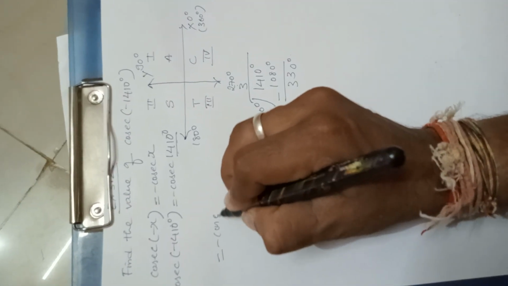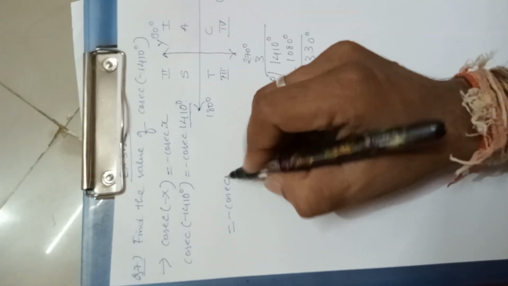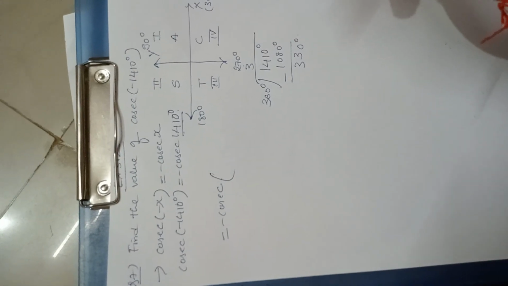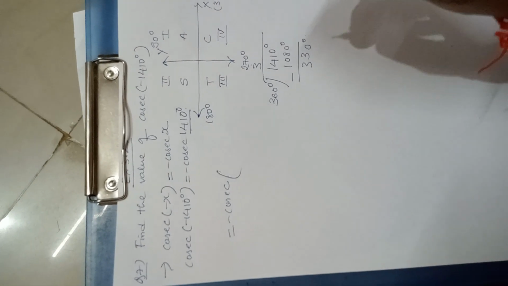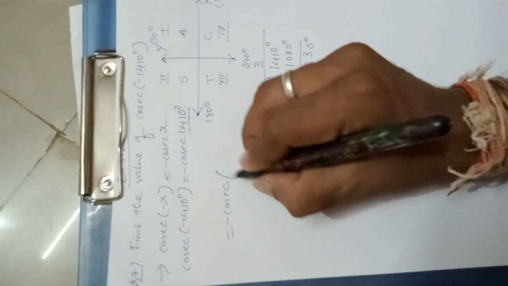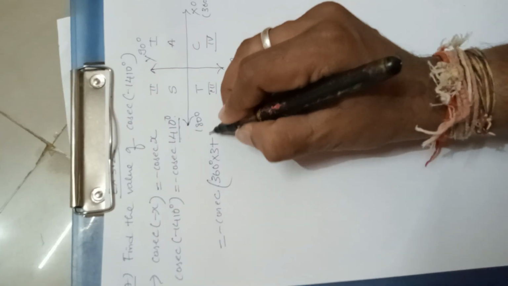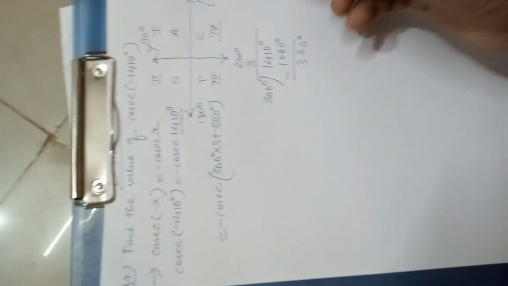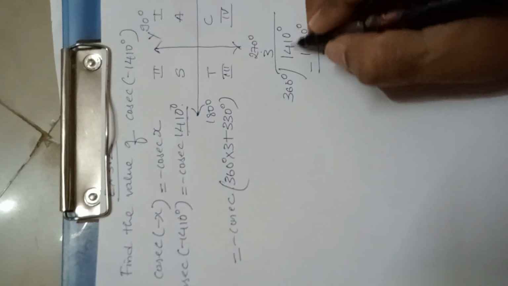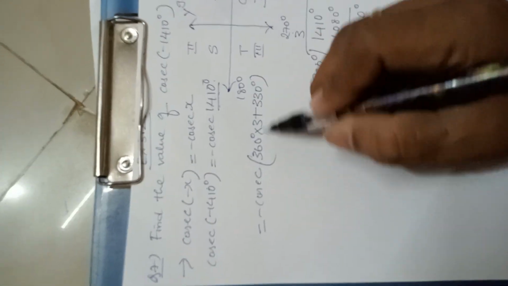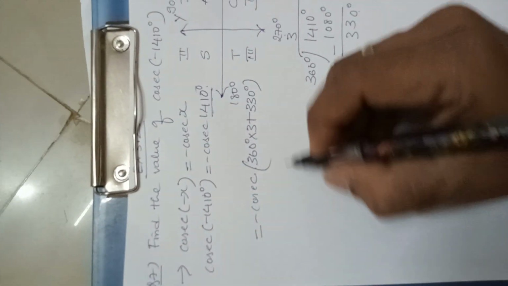So cosecant 1410 degrees can be written as cosecant of 360 into 3 plus 330 degrees. This is from the formula which we have learned in lower classes, that dividend is equal to divisor into quotient plus remainder. That's it.